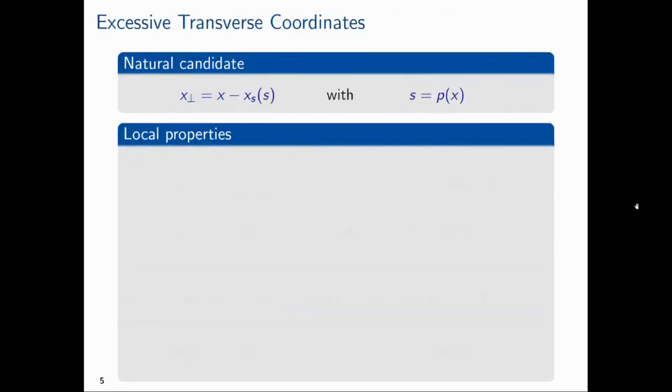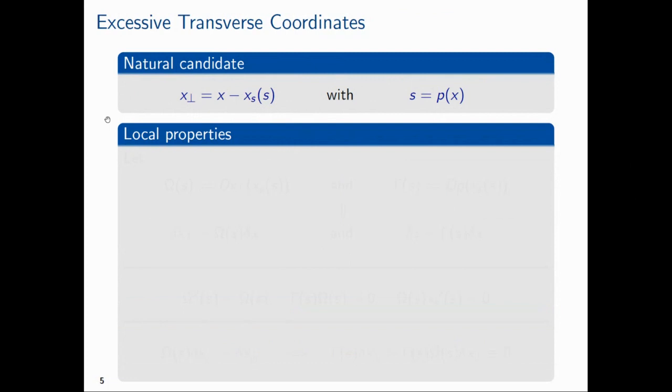Now these variables have a very easy definition. Simply, for a given x, they are the distance from the x to the corresponding point on the orbit, so the reparameterized orbit, in which the parameterizing variable s is found through this projection operator. And we denote them by x_perp. Necessarily, if we change the projection, we will also change these excessive transverse coordinates. But nevertheless, they have the same interpretation as some distance measure from the given state in the neighborhood of the orbit to the corresponding orbit.